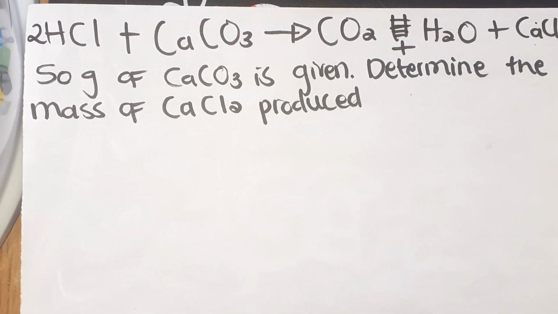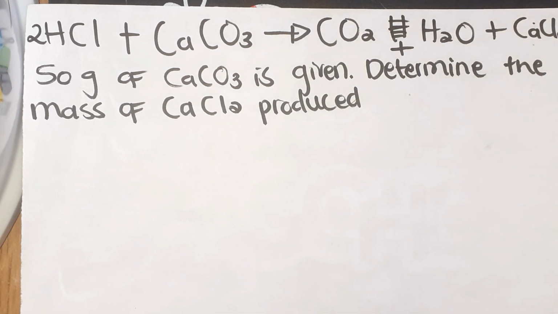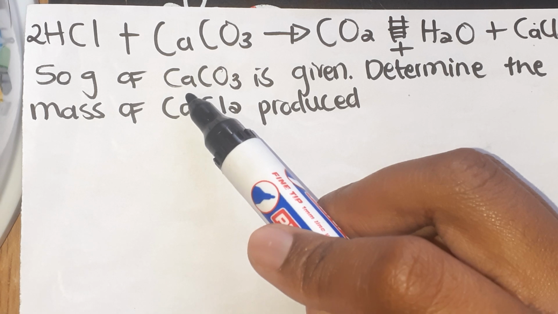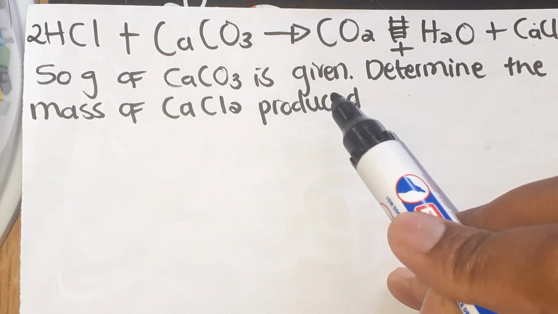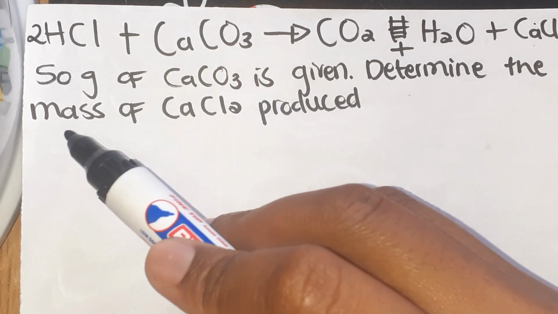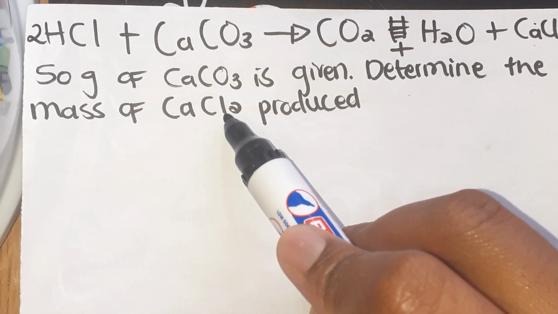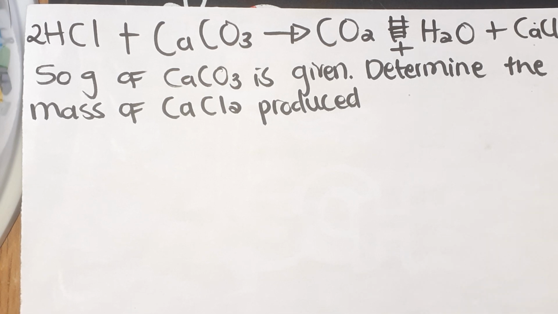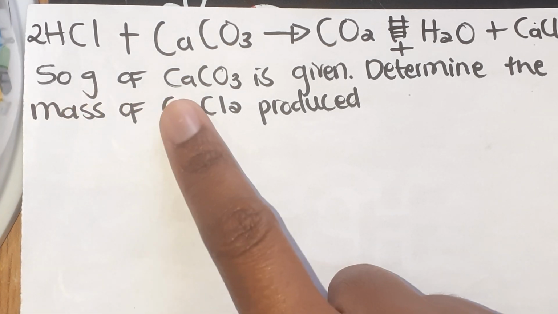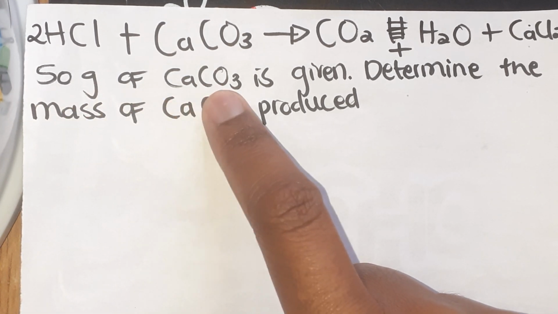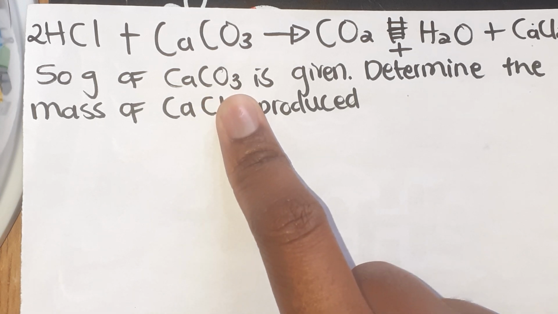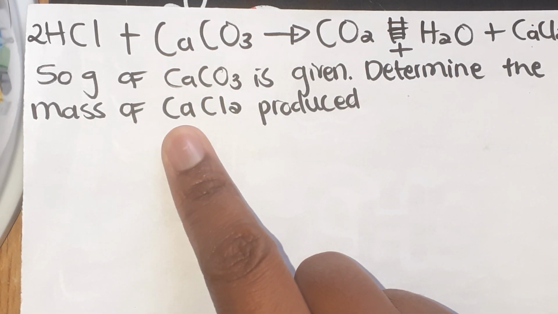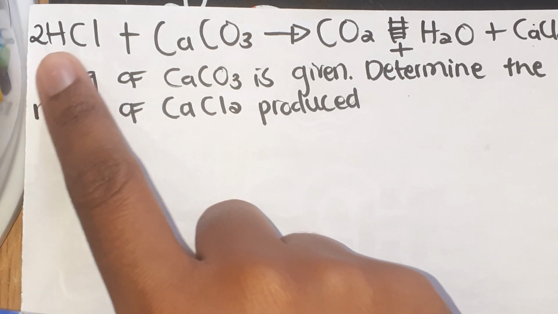Hi guys, so let's do stoichiometry calculations. This is a balanced equation and the question says 50 grams of CaCO3 is given. So you are asked to determine the mass of CaCl2. They are not the same, different things. So you are just given 50 grams of CaCO3. So you have to determine the mass of CaCl2.